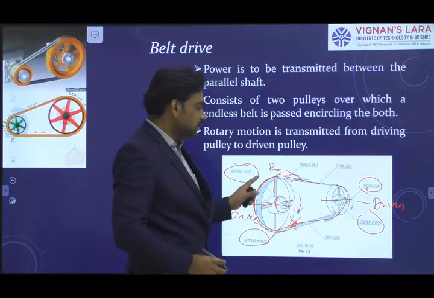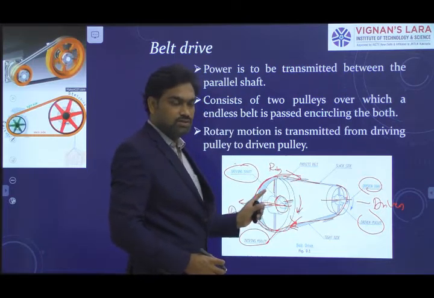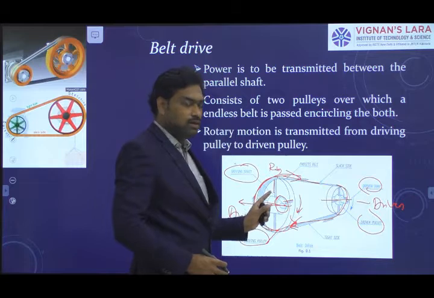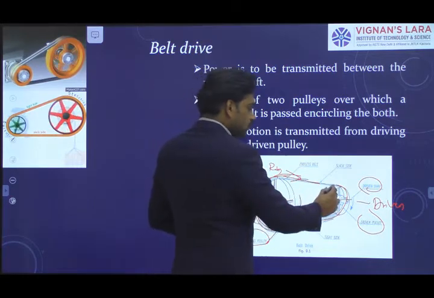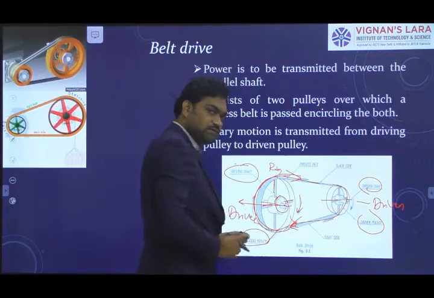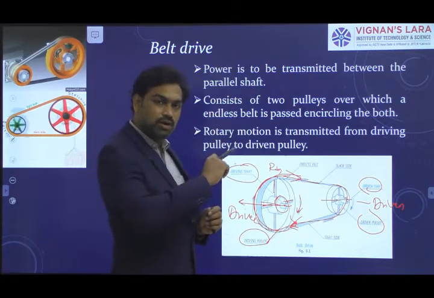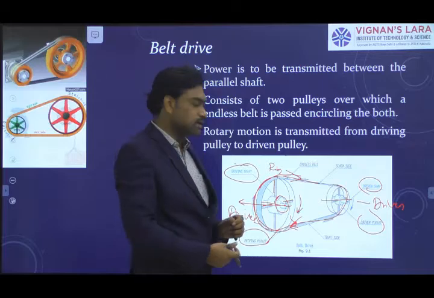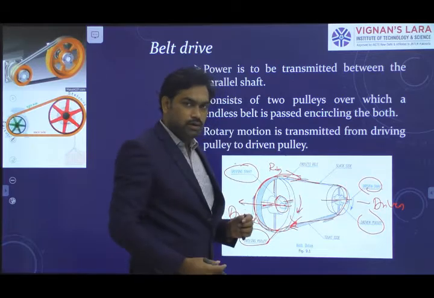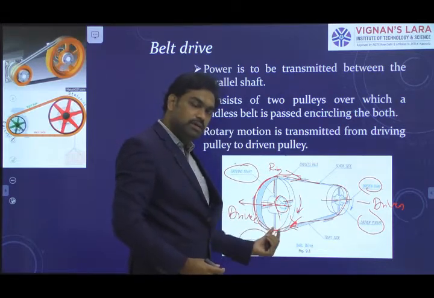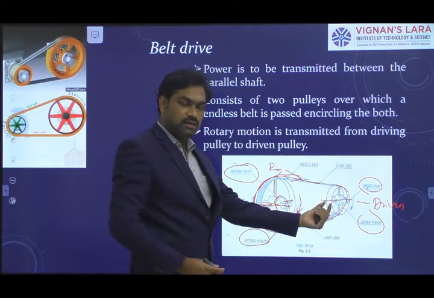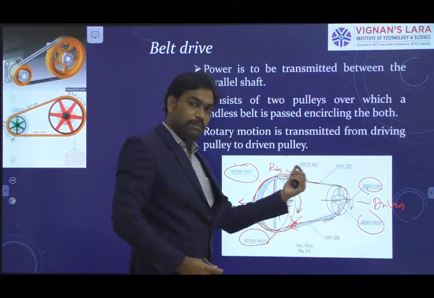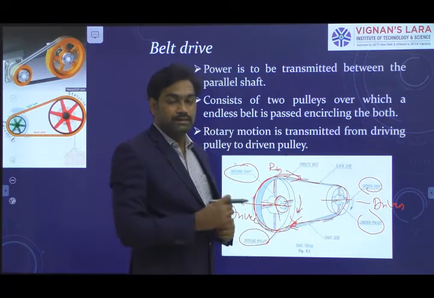Clear? Similarly, whatever motion is received from the pulley by the belt, the belt moves, and the same velocity is transmitted from the driving pulley to the driven pulley. At the driven pulley, the belt is going to turn the pulley. Clear? Here the pulley pulls the belt, but at the driven member the belt rotates the driven pulley.